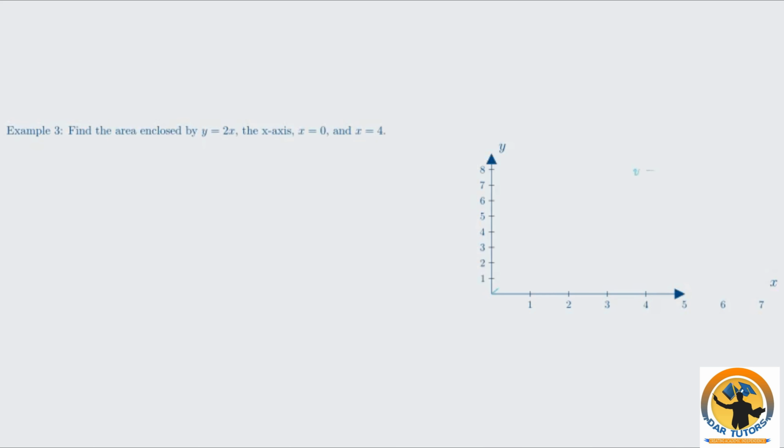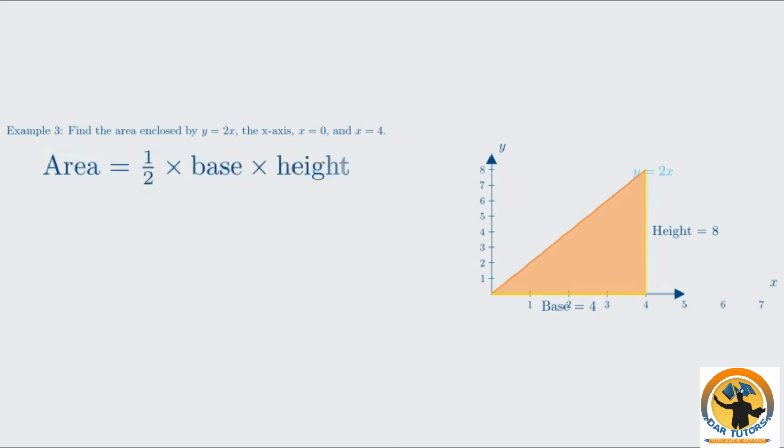First, let's use a geometric argument. If we sketch the graph, we see that the region is a triangle. The base of this triangle is the distance from x equals 0 to x equals 4, which is 4 units. The height is the y value of the line at x equals 4, which is 2 times 4, or 8 units. The area of a triangle is 1/2 times base times height. So, the area is 1/2 times 4 times 8, which equals 16 square units.